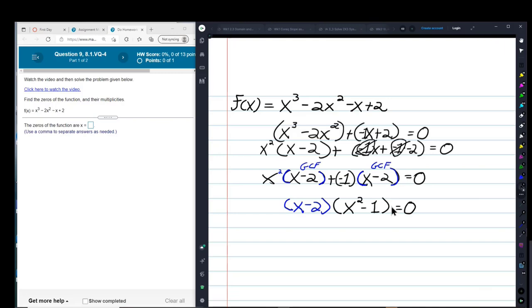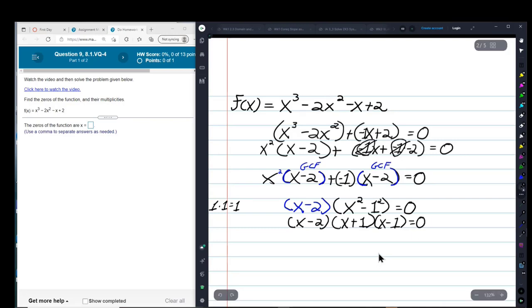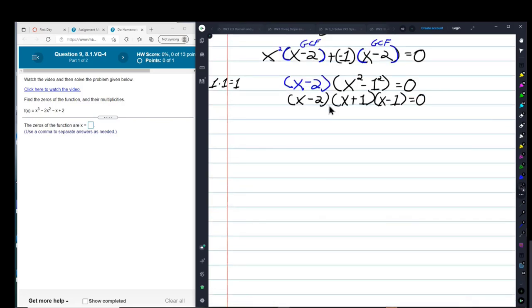But 1 is the same number as 1 squared because 1 times 1 equals 1. So 1 is 1 squared, and we have the difference of 2 squares. So this will factor. So I'll have x minus 2 times x plus 1 times x minus 1 equals 0. And now this is completely factored.